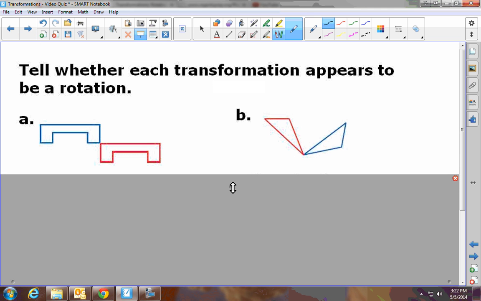Which one of these is a rotation? Hopefully you can see that this is a translation. We go over and then down. So that's going to be a positive x, negative y. This, though, looks to be another 90-degree rotation.